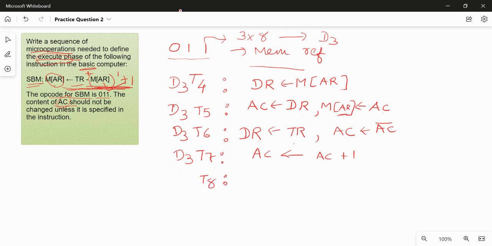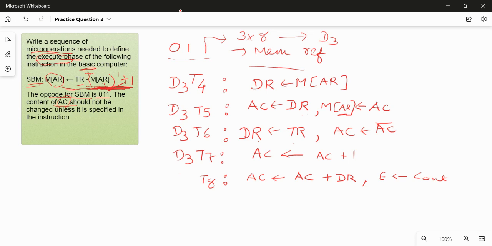Okay, the next timing signal would be T8. So now two's complement of the subtrahend is ready and it is available in AC. You can add it to the first operand which is currently residing in DR. This addition will be performed by the adder and logic circuit, and by default the result will go to AC. As this is addition, there is a possibility of having one extra bit in the result, and that you can store in E flip flop, the extended AC flip flop, in case some output carry is generated.